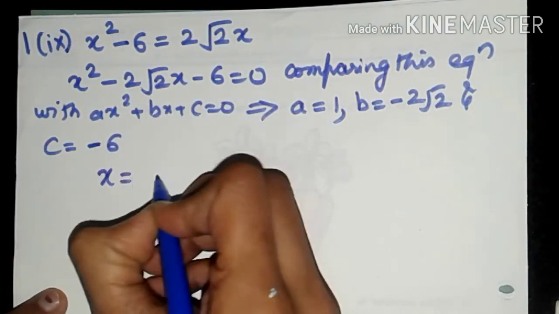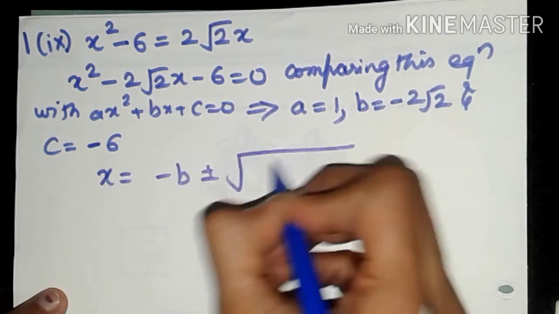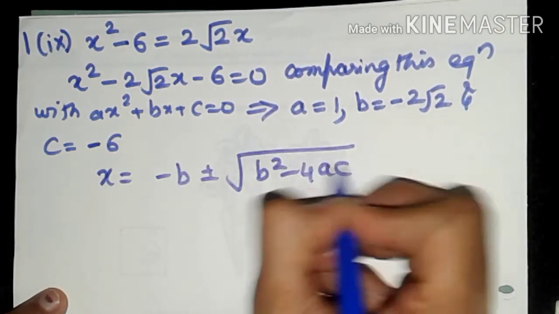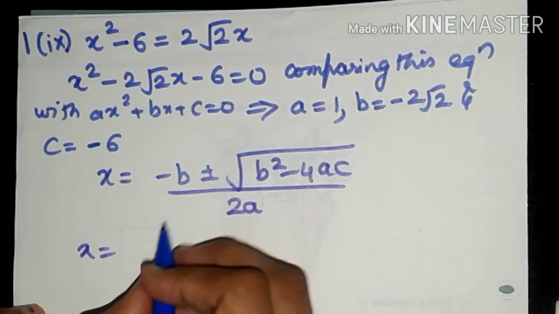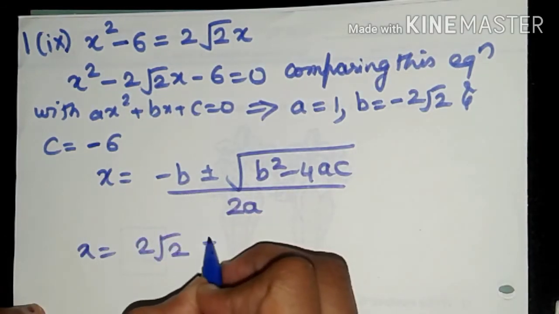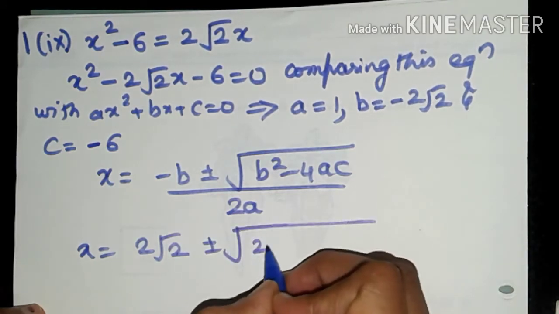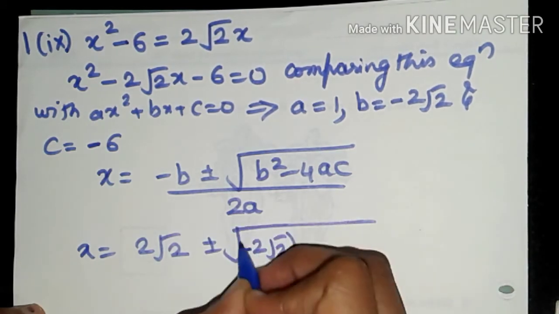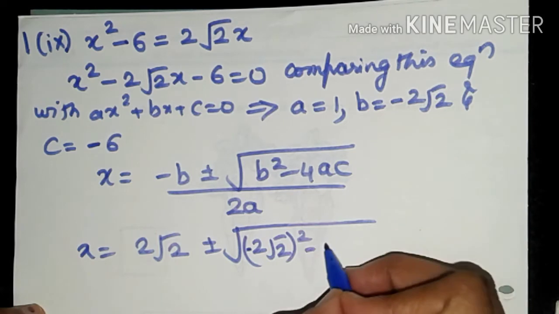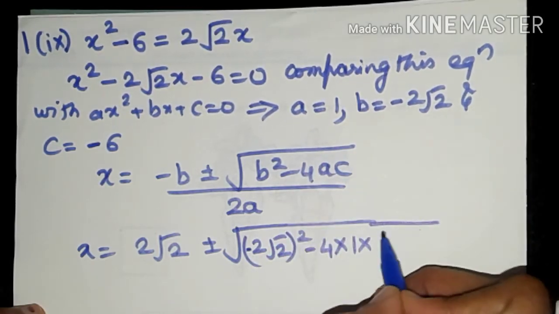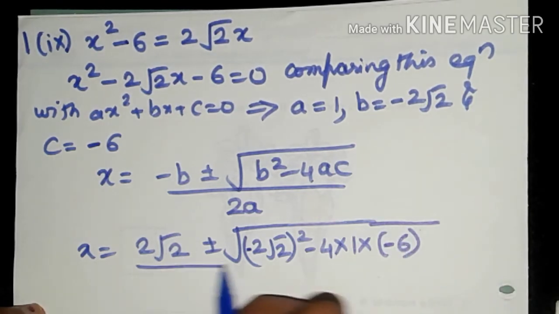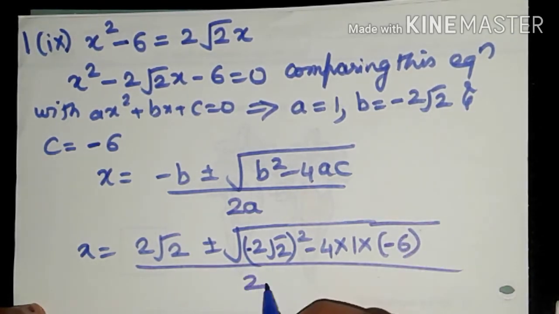So let us now use the formula. Okay, this is the formula. Now what are the values? Let's substitute. You'll get 2 root 2, this is also, actually it's minus 2 root 2 the whole square minus 4 into, what is a? 1. What is c? Minus 6, upon 2.